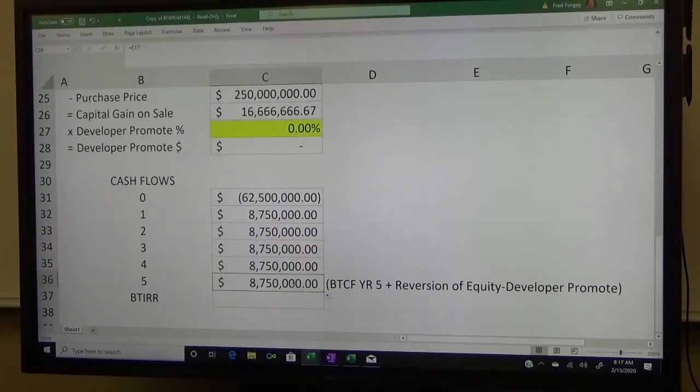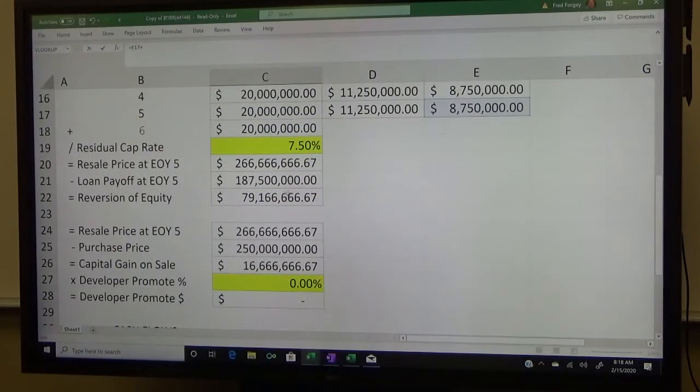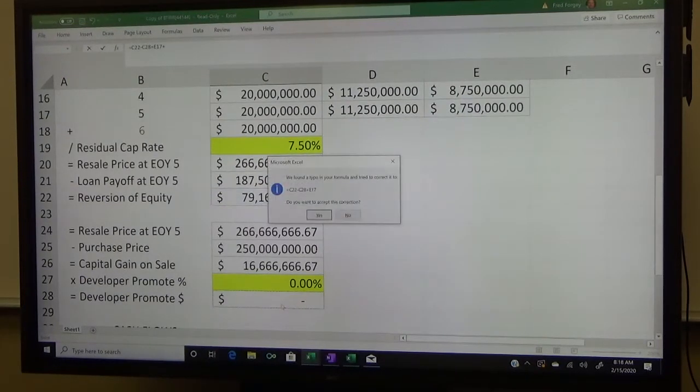Now for the final year cash flow, what's happening? For the final year's cash flow, we have the before tax cash flow, the 8,750,000, but we also are going to have the reversion of the equity that we need to add to that as part of that cash flow. So we can go ahead and take that and add, in this case, the reversion of the equity. And then we're also going to be subtracting out the developer promote. We'll get to that in a second.